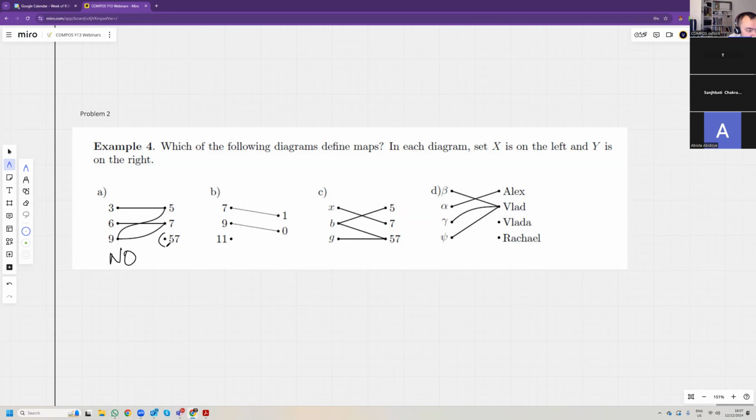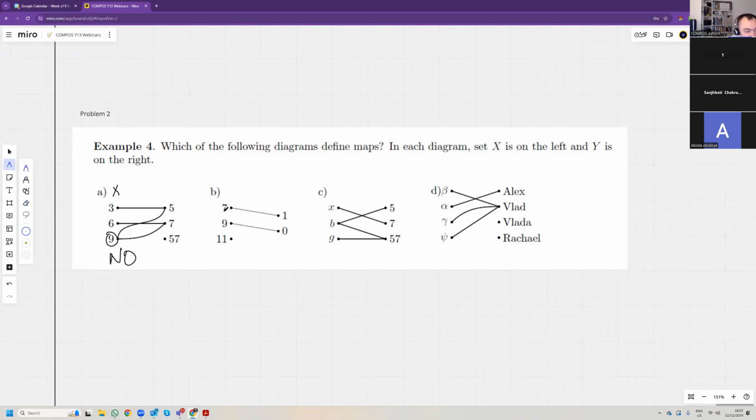because, first of all, the element 57 doesn't have a corresponding value in the set X, and the number 9 is mapped onto two different numbers, 5 and 7. So this is a one-to-many, which is not a mapping. This is not a mapping. Sorry, 57 is not an argument. You have the number 9 corresponds to two different values, so no.